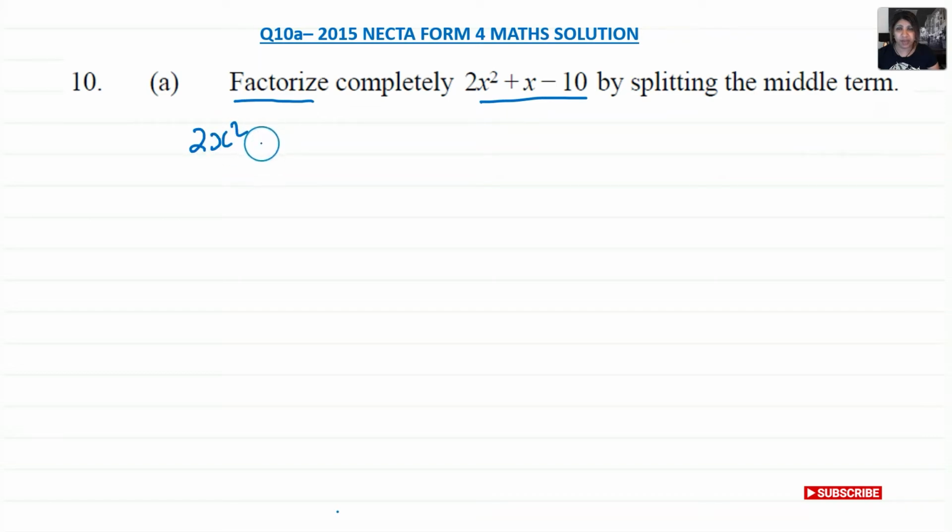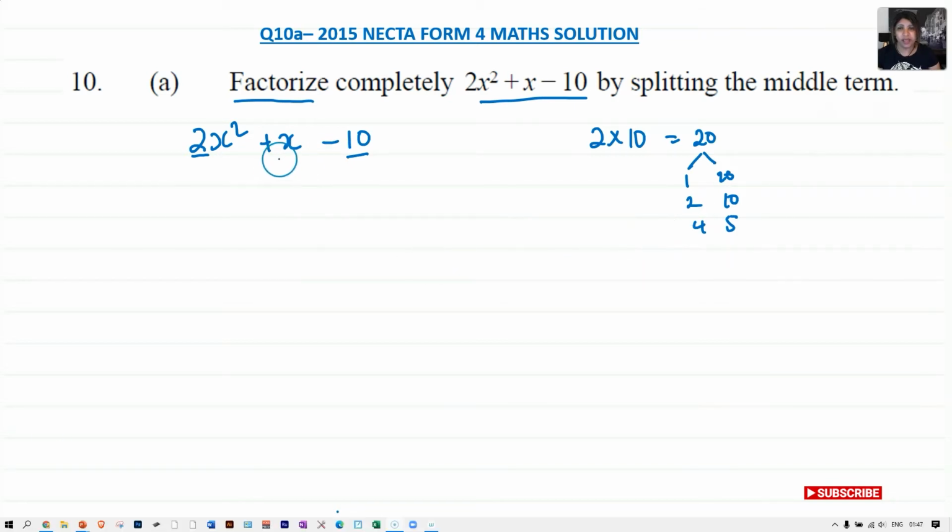So we have 2x squared plus x, take away 10. The trick is to look at this constant. A constant doesn't have the variable x, it doesn't have any letter next to it. Then we look at the coefficient of x squared, the number that is next to x squared. In this case we have 2, so 2 times 10 gives you 20. Then you look for factors of 20, numbers that will make 20. So we have 1 times 20, 2 times 10, and 4 times 5. These are factors of 20.